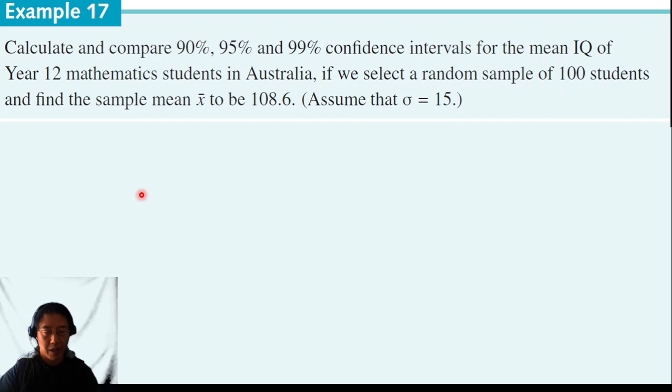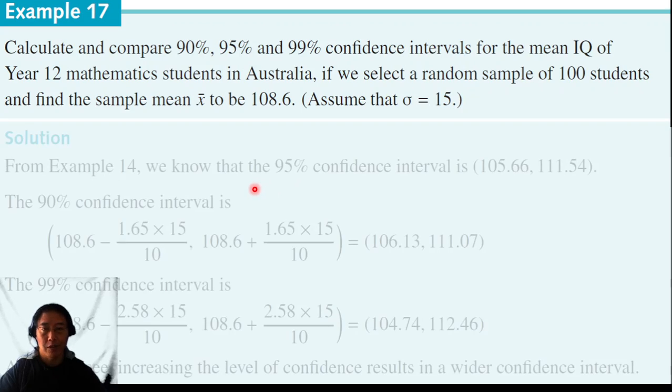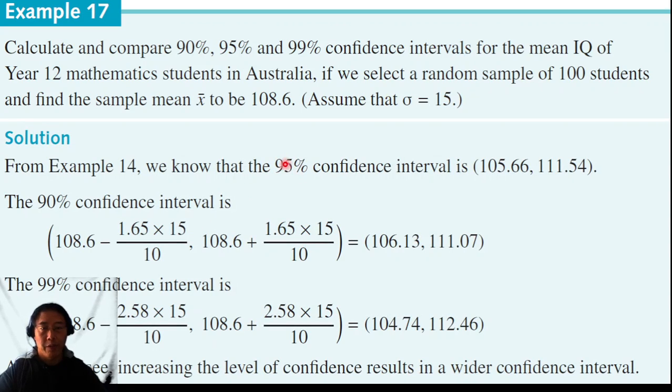All right, so here we have three respective confidence intervals. We know the sample size, we want the mean to be that amount, and we have the standard deviation. From the 95%, we got that interval. For 90%, you will have a value of 1.65. You substitute those values and you get the interval. For 99%, we use 2.58. You substitute the values and you get that interval.